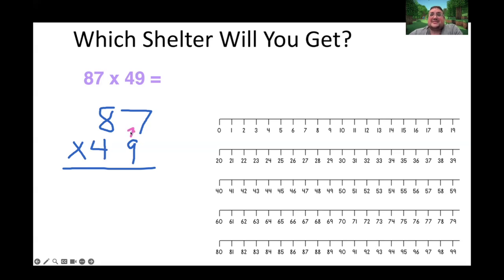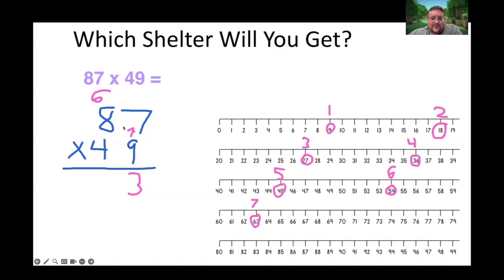So we're going to count by 9 7 times. Let's do it. 9 times 1 is 9. 9 times 2 is 18. 9 times 3 is 27. 9 times 4 is 36. 9 times 5 is 45. 9 times 6 is 54. And 9 times 7, right over here, 63. Put my 3 at the bottom. Put my 6 up at the top.